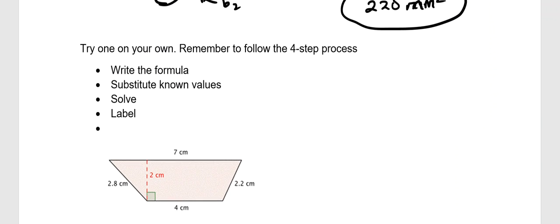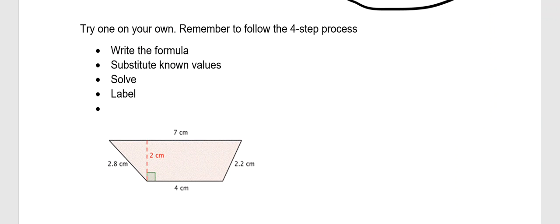So the next problem you're going to do on your own. I will just at least get things highlighted for you. So let's again write down the formula. A equals parentheses, B1 plus B2, times the height, divided by 2.